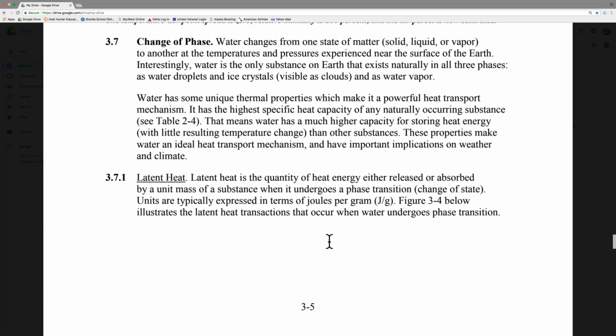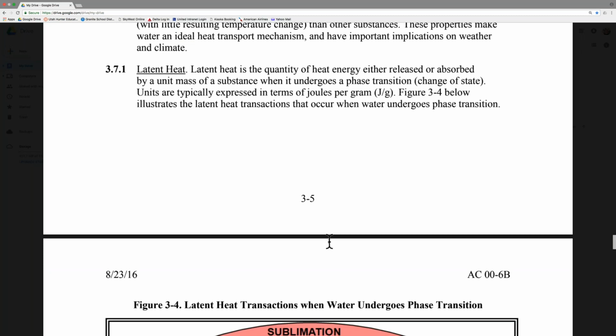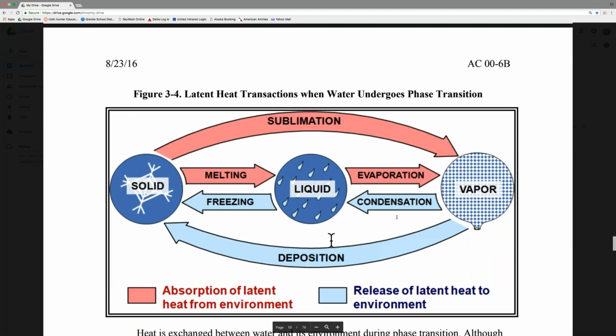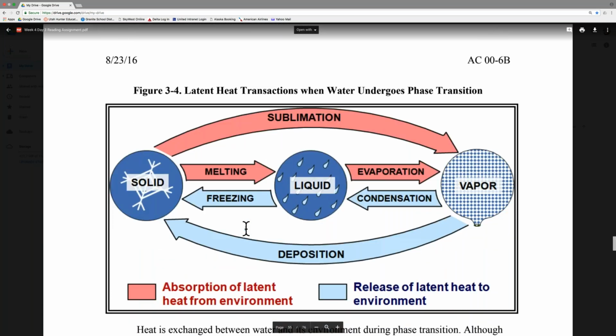So change of phase, pretty self-explanatory. Latent heat is the quantity of heat energy either released or absorbed by a mass of a substance when it undergoes phase transition. So during this transition, that's when we have that latent heat.